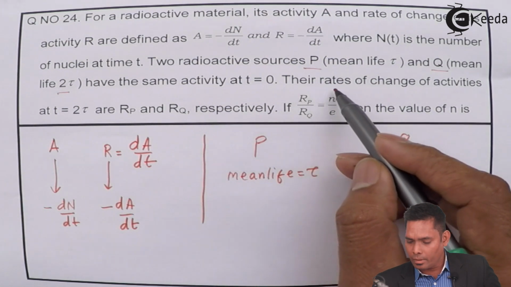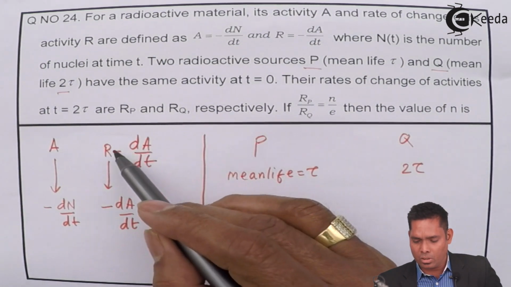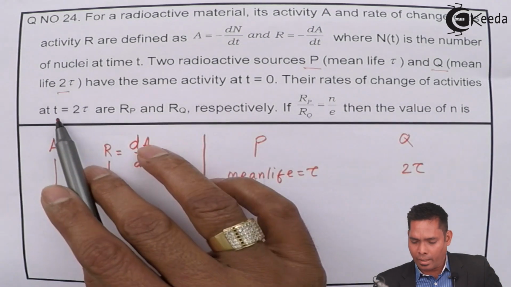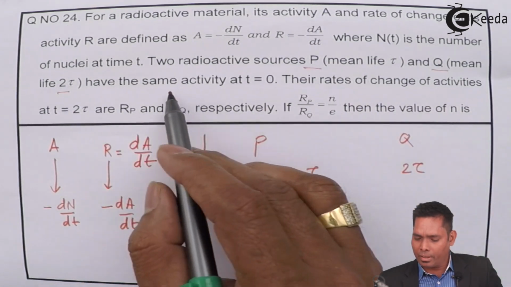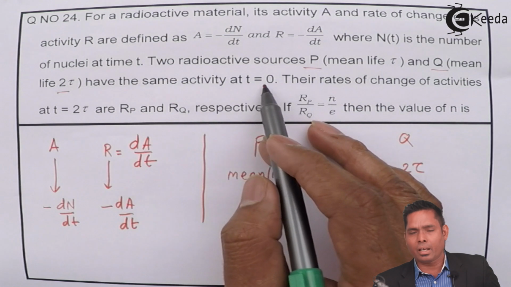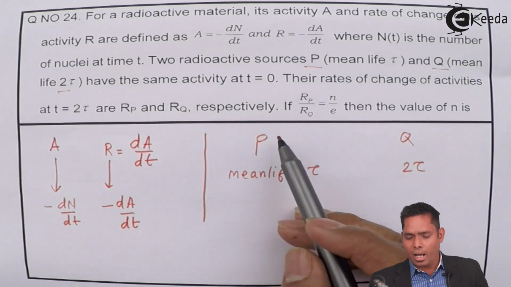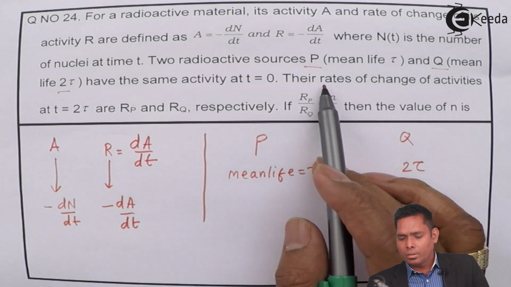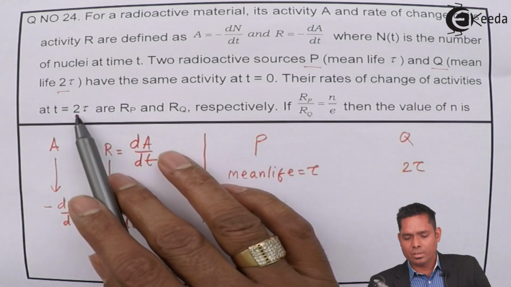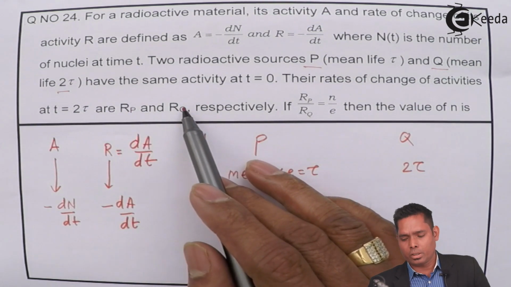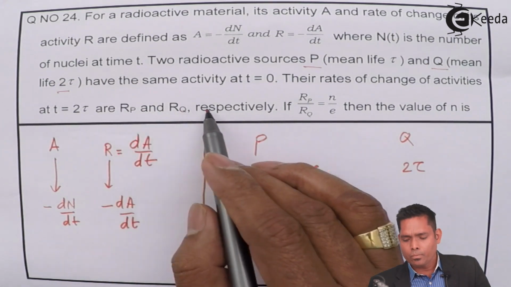Their rates of change of activities, that is dA by dt or R, at time t equals 2 tau. So at time t equals 0, both have the same activity and the rate of change, that is R, is the same. But after some time, say 2 times tau, the rates of change of activities are Rp and Rq. So initially they are the same, but after this time they are not the same, that is Rp and Rq respectively.